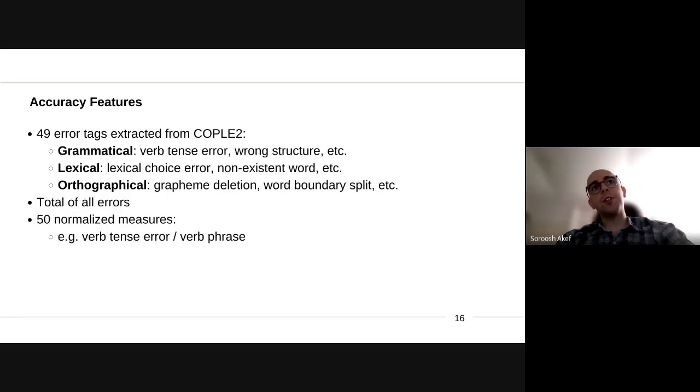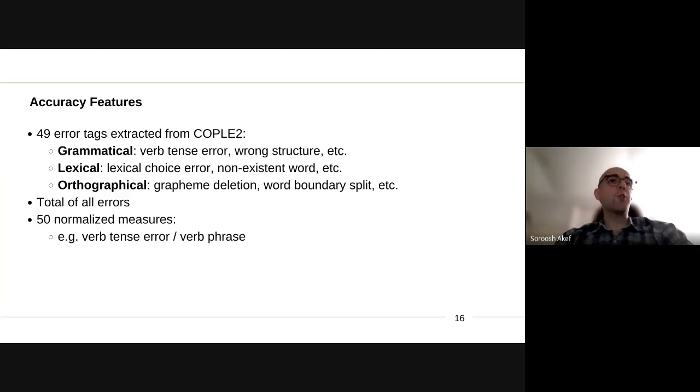Then we have accuracy features that were based on error annotations in the learner corpus. In the learner corpus, experts went through each text and annotated every text for the mistakes that the learners had made. These errors can be grammatical, like verb tense errors or wrong structure. They can be lexical errors, like using non-existent words or the wrong word. Or they can even be orthographical errors, like grapheme deletion or word boundary split, which is very strict. And then we also calculated another accuracy feature that contained the total number of all errors, just a coarse-grained feature to see if that is also a factor.